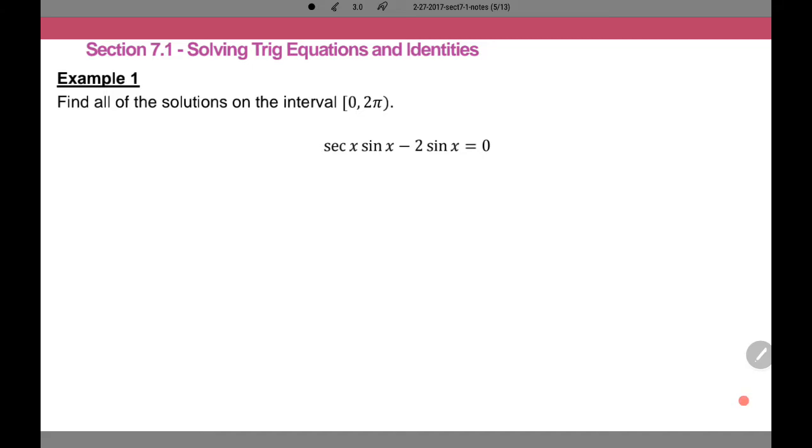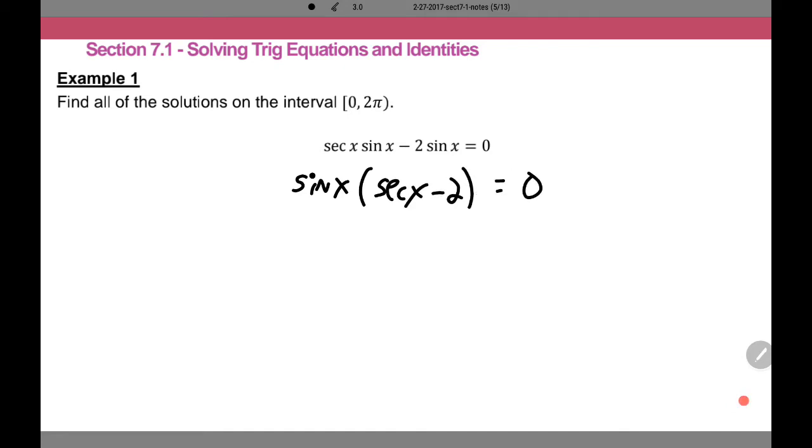Now, this says find all solutions on an interval from 0 to 2 pi, not including that 2 pi because 0 and 2 pi on the unit circle have the exact same value. So, I want you to notice something. I've got secant of x times sine of x minus 2 times the sine of x equals 0. So, this is a simple case of factoring a sine of x out, and we end up with sine of x times secant of x minus 2 equals 0.